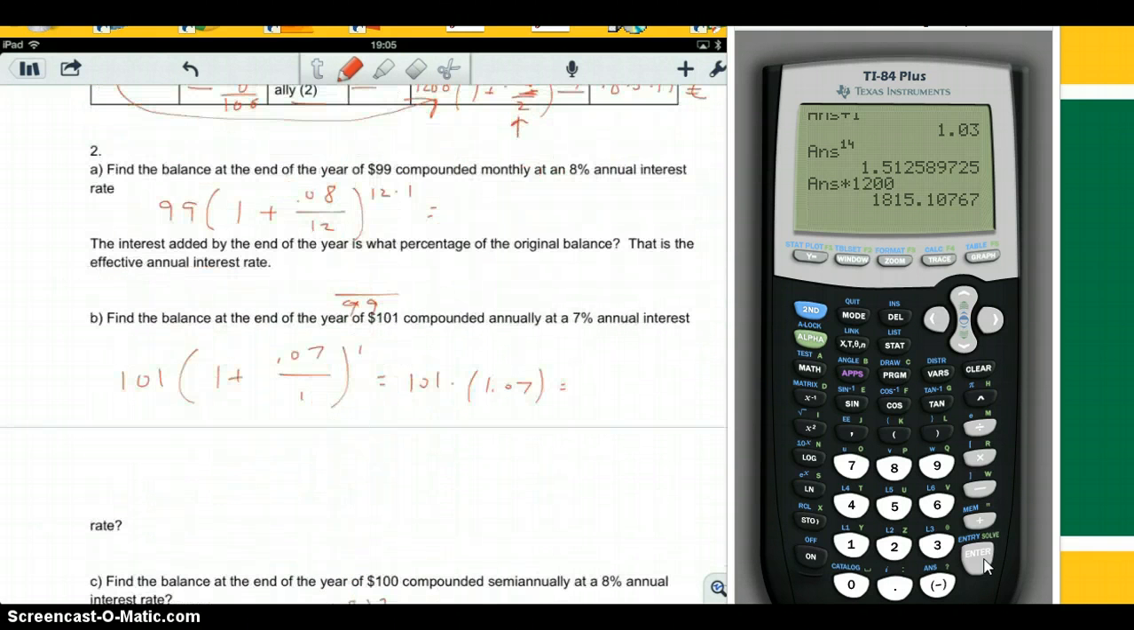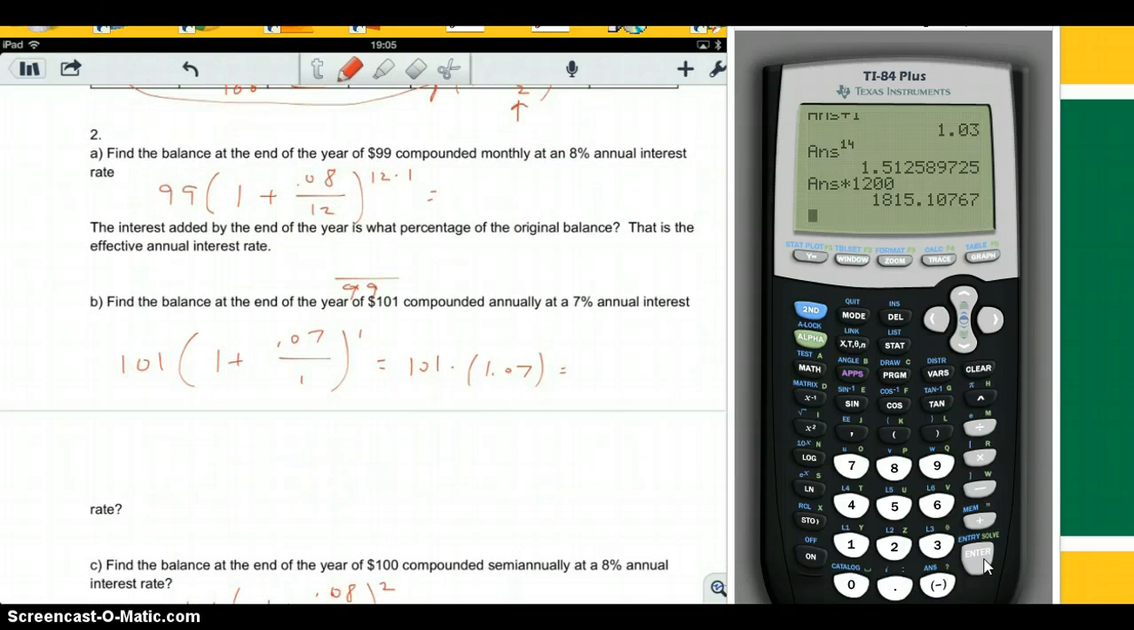Okay, so we're going to find the balance at the end of the year of $99 compounded monthly at an 8% annual interest rate. Okay, so we put 99 in for the original amount. 1 is always 1. We put 8% is 8 over 100, which is equal to 0.08. Do it on your calculator if you need to. So then we put 0.08 in the numerator, and the bottom at k is 12 because it's compounded monthly. And nk is equal to 12 times 1 because 12 is k and 1 is n.